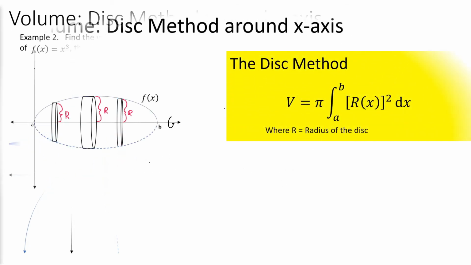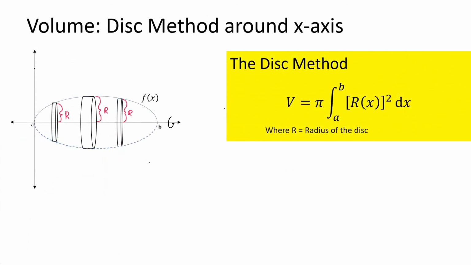Okay, to summarize what we just talked about, the disk method is used when you have a three-dimensional shape that is solid, so there should be nothing in between, no gaps and no holes. And your radius is the distance that defines the area of your disk.